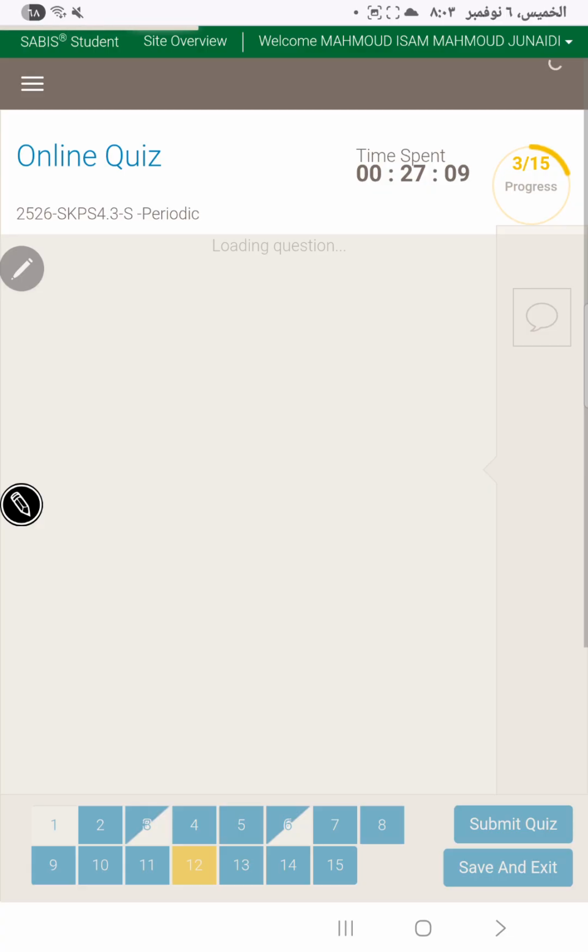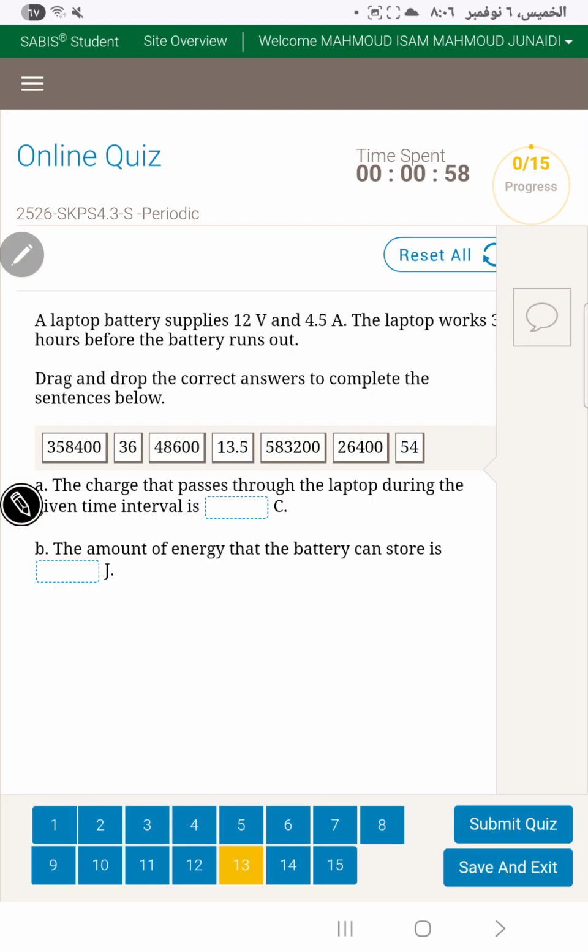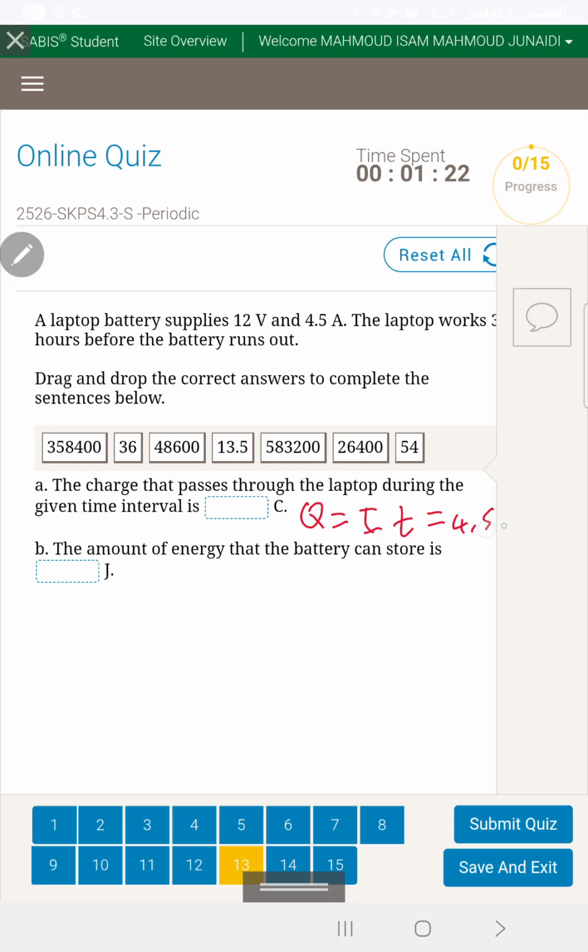Question number 13. A laptop battery supplies 12 volts and 4.5 amperes. The laptop works 3 hours. Before the battery runs out, the charge that passes through the laptop during the given time interval is what? So here you have to do quantity of charge is equal to IT. The current is given as 4.5. The time is 3 hours. So 3 multiplied by 3,600. Then you choose the answer.